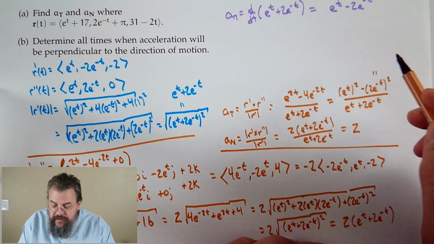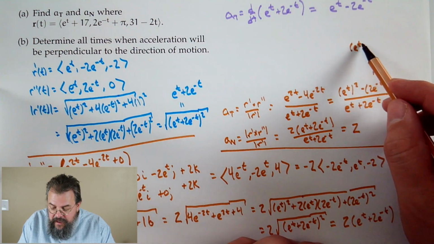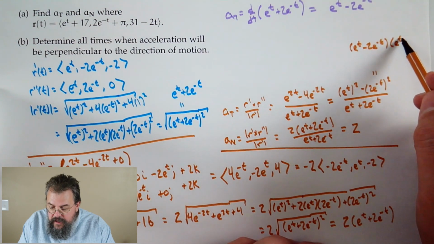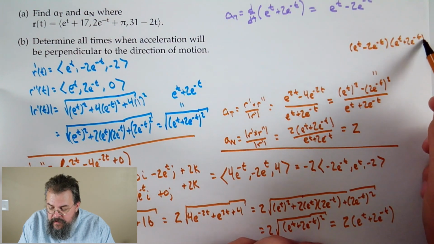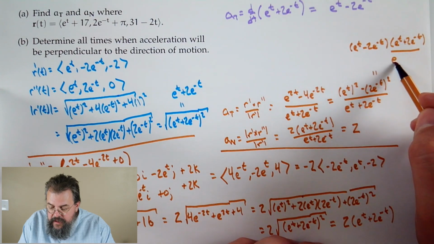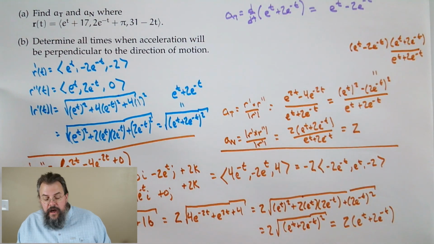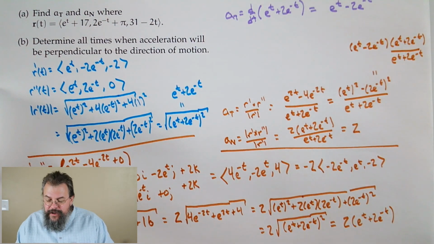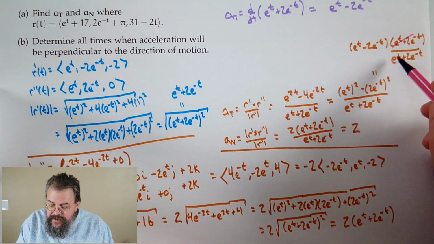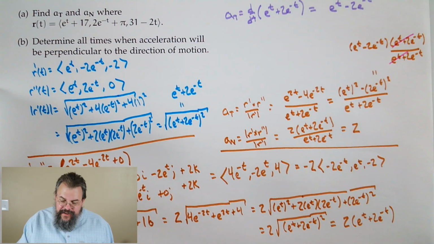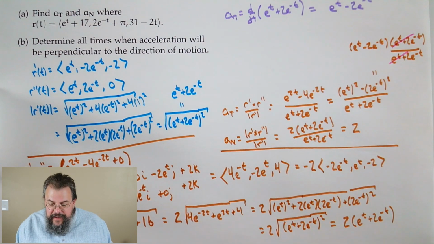So this is a minus b, a plus b, divided by e^t plus 2e^(-t). And now you're like, oh, I see what's going on. These terms cancel, so it is indeed e^t minus 2e^(-t). Okay, good. All right, so there's our a sub t.